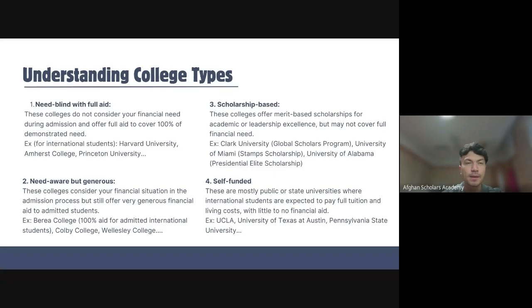I hope this helps you get an idea of what it really is, and how you can find your own ideal university based on these college types.